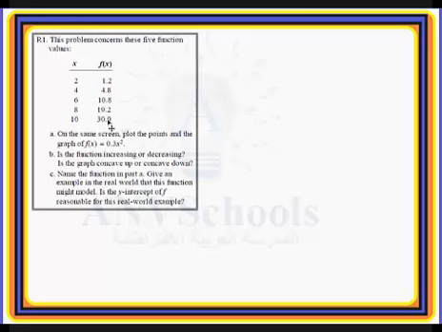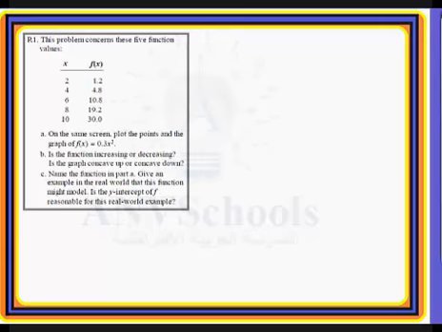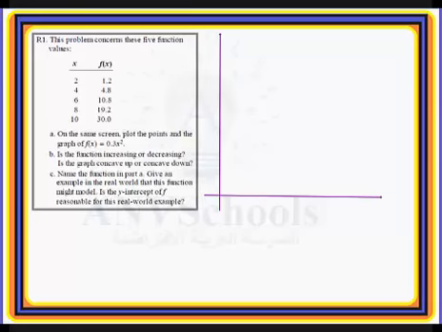Letter A. On the same screen, plot the points and the graph of f of x equals 0.3x squared. So pretty much we are going to graph the function. We will start, of course, by creating a Cartesian coordinate system, defining our x and y axes. So these are our x and y axes.